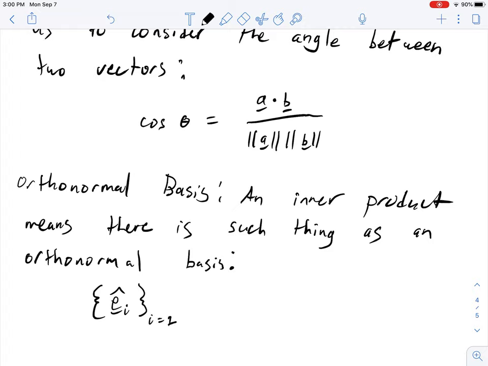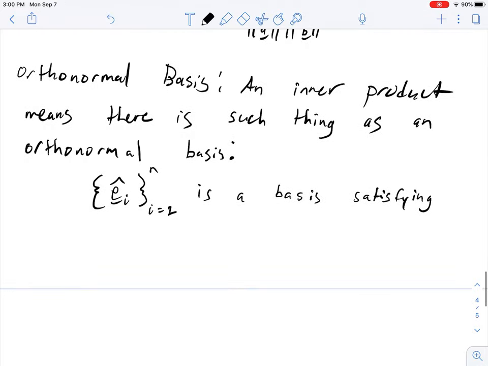I going from 1 to N is a basis, but it additionally satisfies the orthonormality constraint, which should be that e_i dot e_j is equal to delta_ij. So this handles both the fact that they are of unit length, since if i equals j, then that equals 1. But also the orthogonality part, that if i is not equal to j, then that's 0.